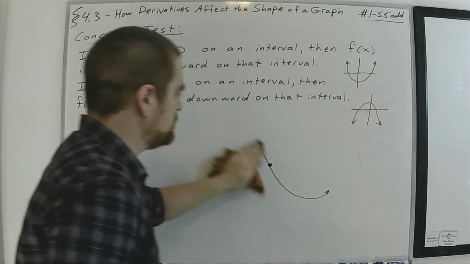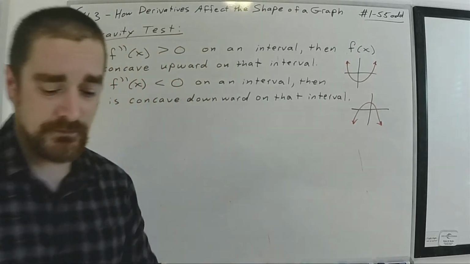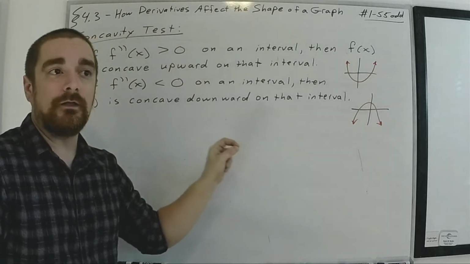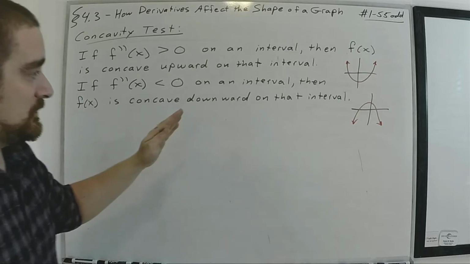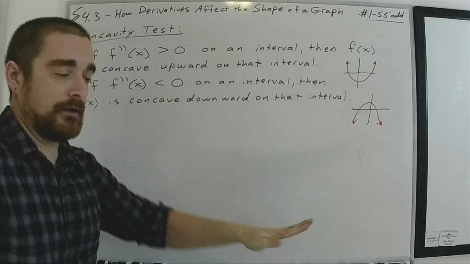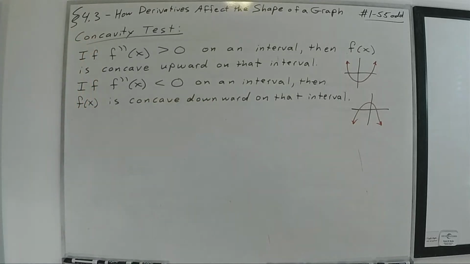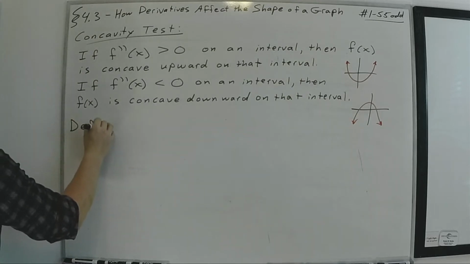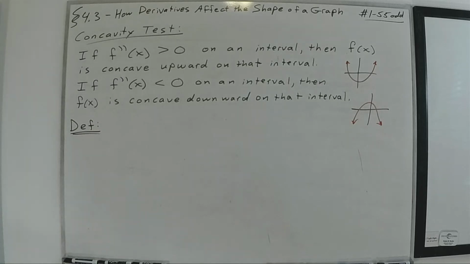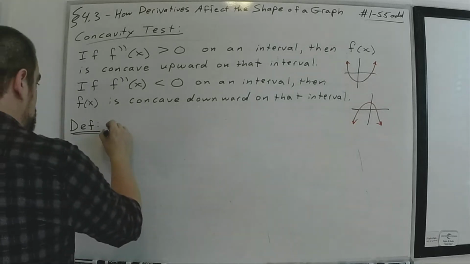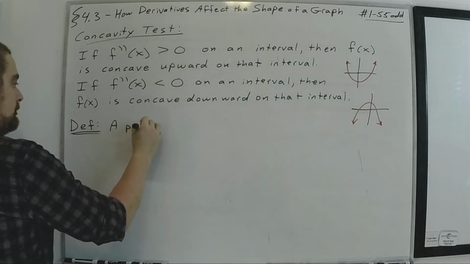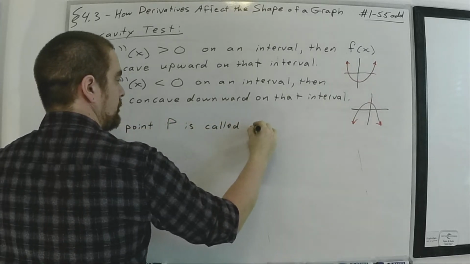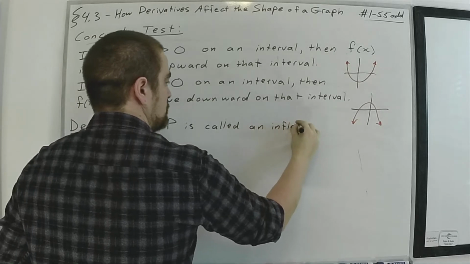The first derivative is useful for finding maximums and minimums. The second derivative is useful for finding that point, which we call an inflection point. It changes inflection from concaving down to concaving upward. So let's go ahead and define that officially. A point P is called an inflection point.